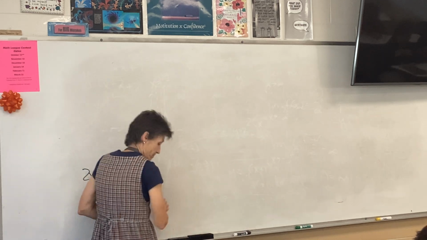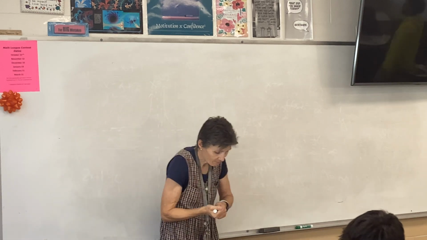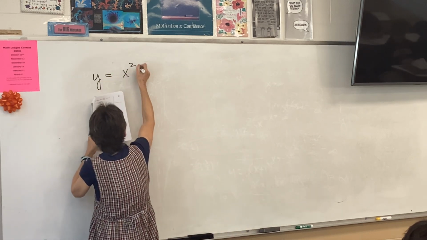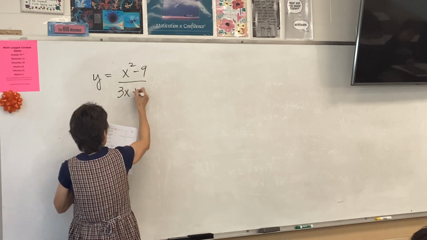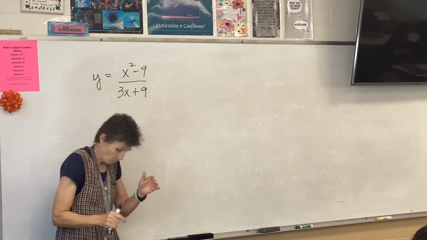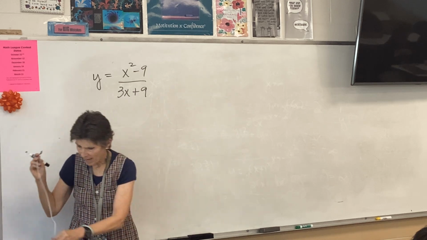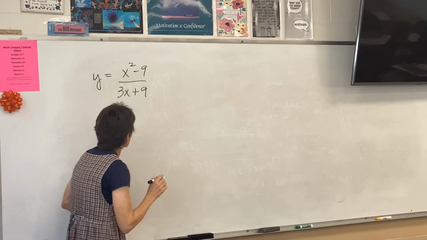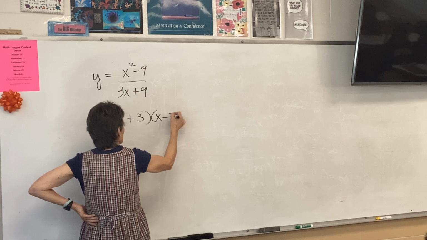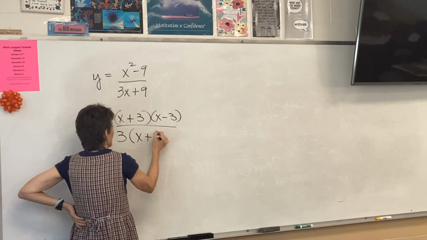Take a look at problem 4. What'd you say? We've got a hole. Chuck says we have a hole. Let's look at it and see. We're going to graph (x squared minus 9) over (3x plus 9). The first thing we do is factor, right? How does the top factor? x plus 3, x minus 3, good. And how does the bottom factor? Take a 3 out: 3 times (x plus 3). Uh-oh.